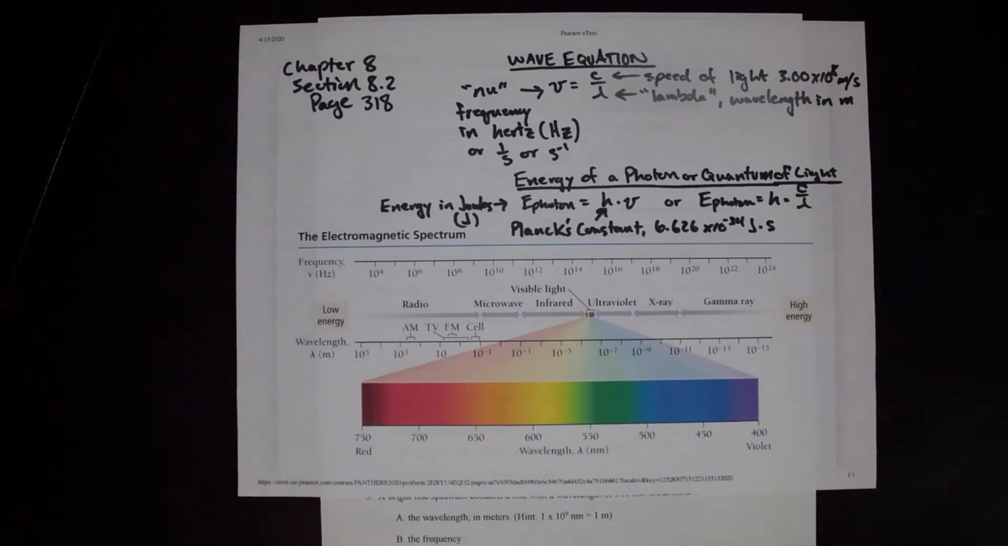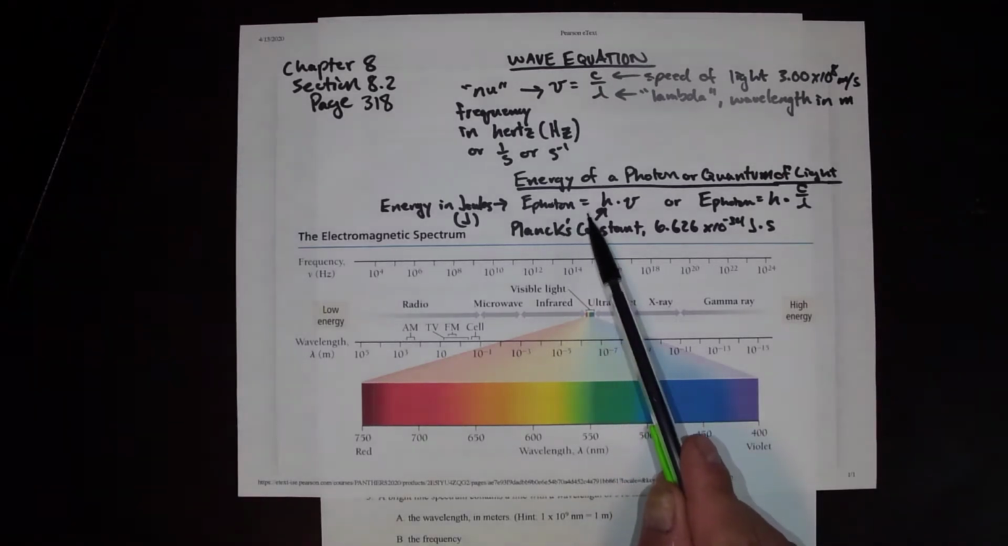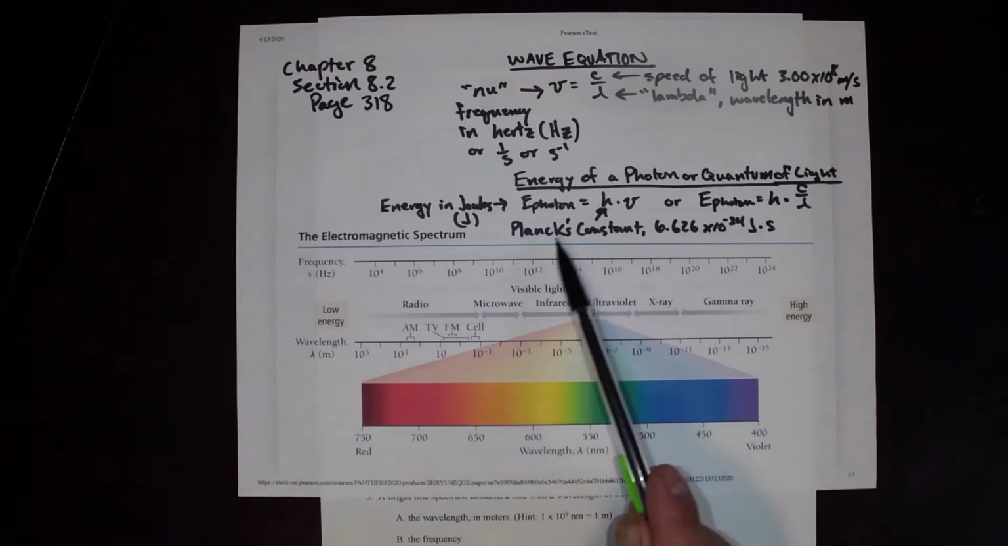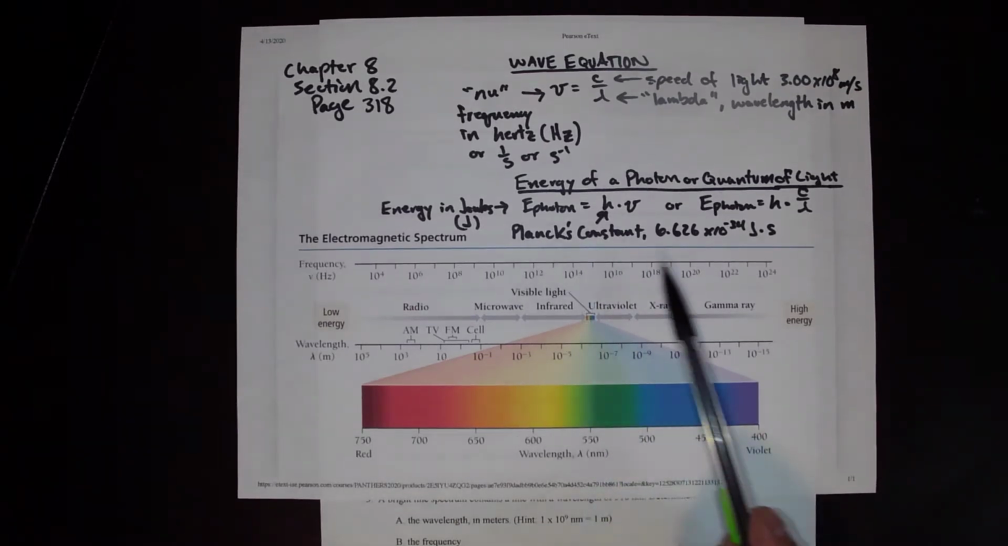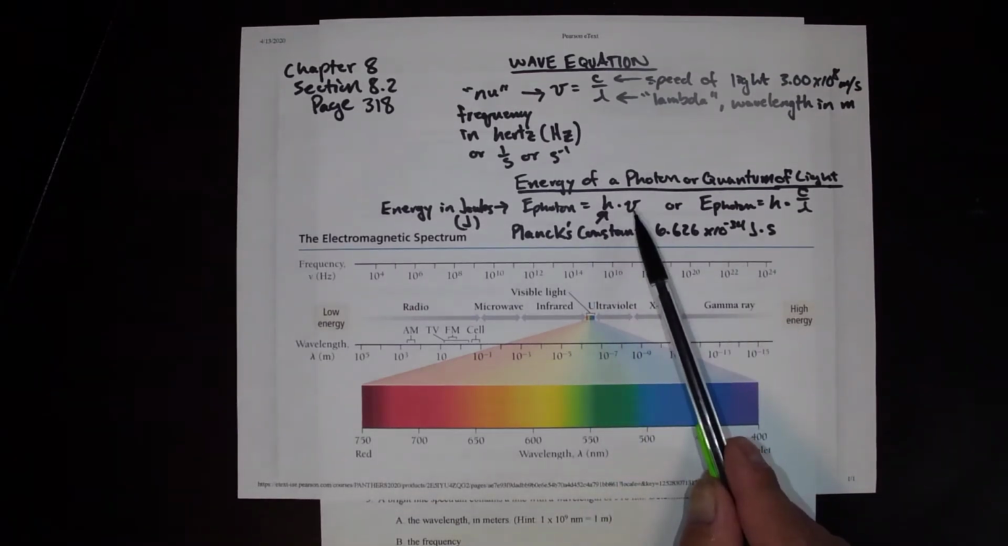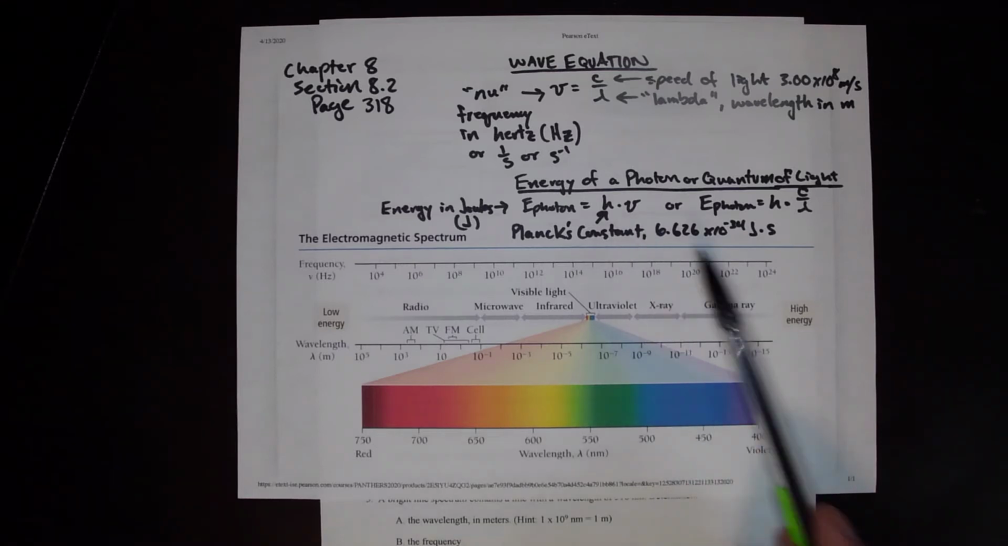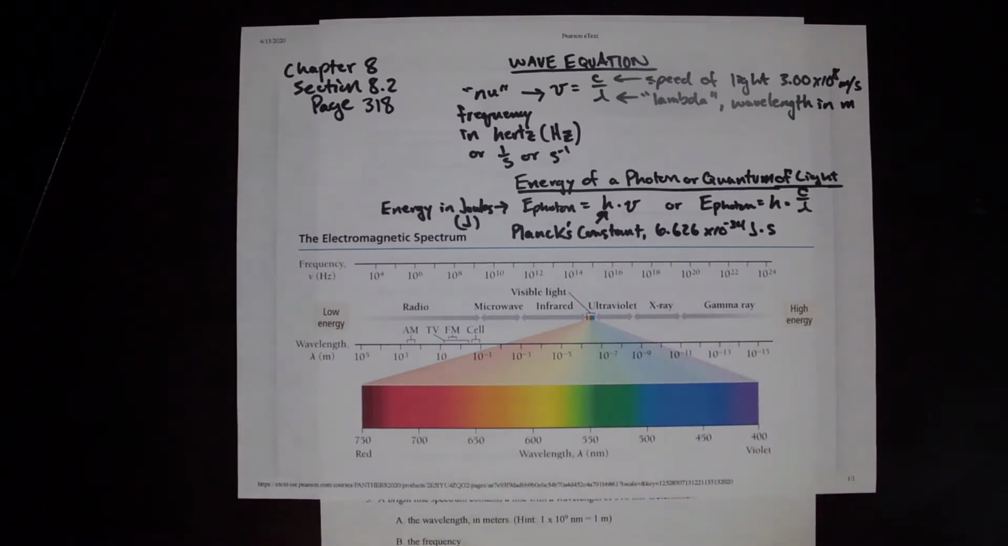Down below is one for the energy of a photon, which is also called a quantum of light. Here's the equation: the energy of a photon equals h, which is Planck's constant, times the frequency. So a lot of times you have to figure out the energy of a photon, or you're trying to figure out the minimum threshold needed to eject an electron using the photoelectric effect.